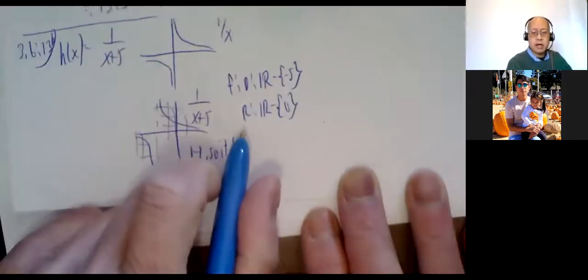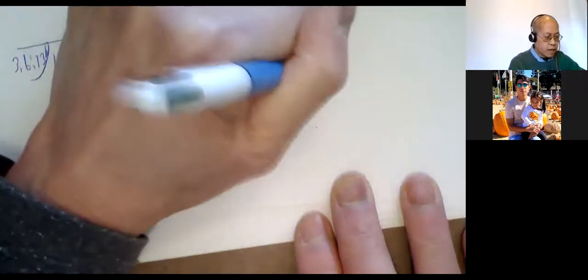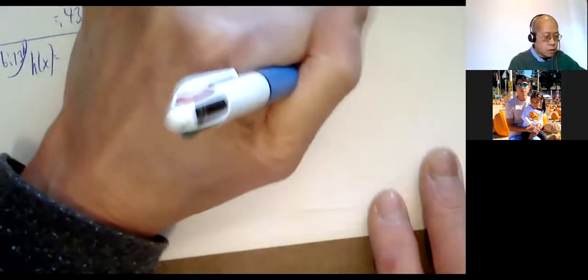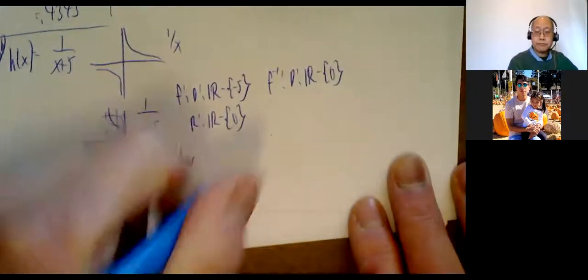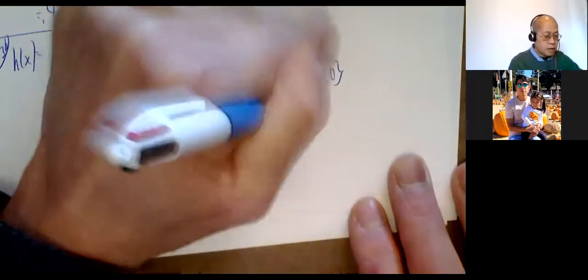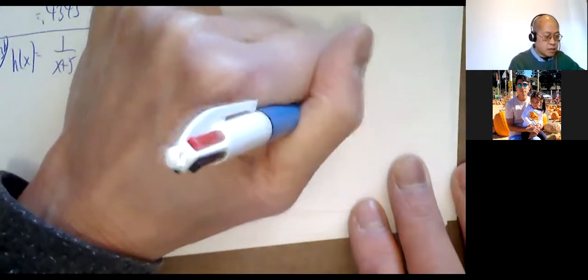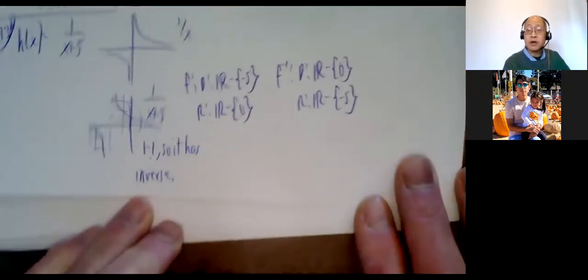Therefore, for the inverse, it's just the other way around. So for f inverse, the domain is the range over here, all real numbers minus the set consisting of 0. And the range is the set of all real numbers minus the set consisting of -5.